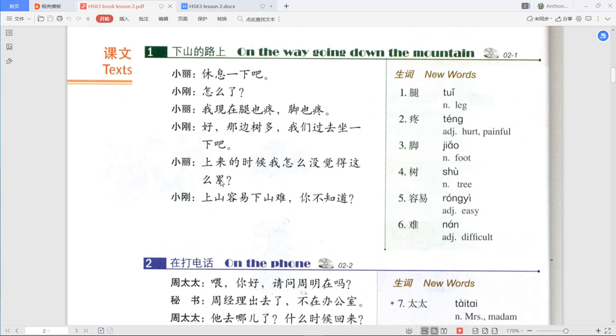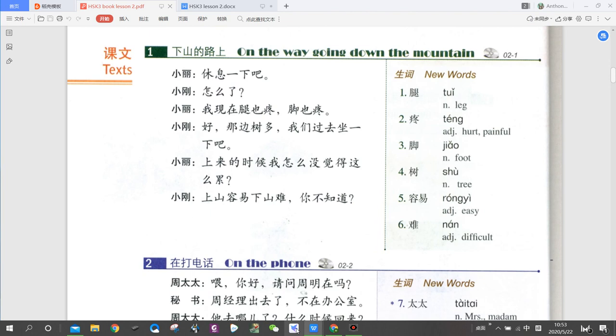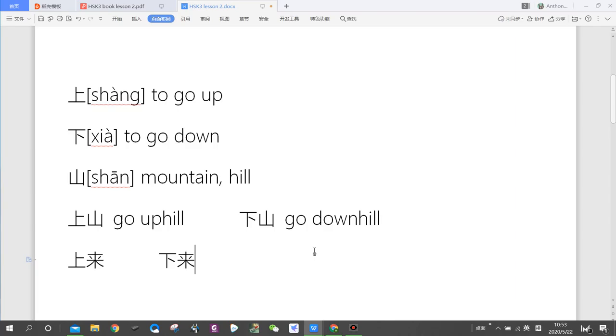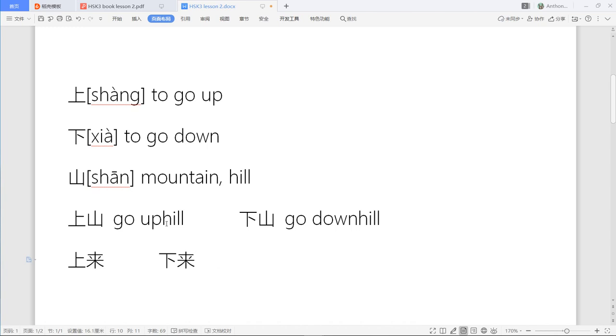上山容易下山难 is a Chinese saying. So, 上山, go uphill. Like here, we just saw 山, mountain, hill. 上山, go uphill. 下山, go downhill.